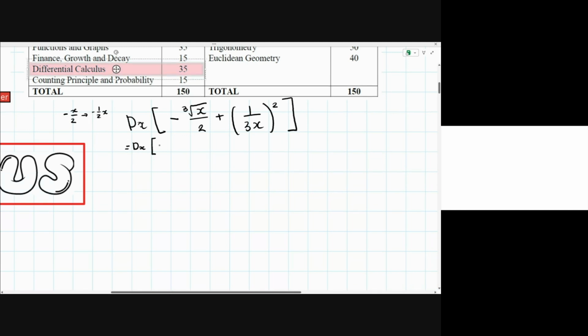So this first term I'm actually going to write as negative a half, and then this cube root of x is x to the power a third. So I sorted out that first term, plus, now there's a few different ways you can deal with the situation. Either you can deal with the x in the denominator first, or you can deal with the squared first. I'm going to deal with the squared first, but it really makes no difference.